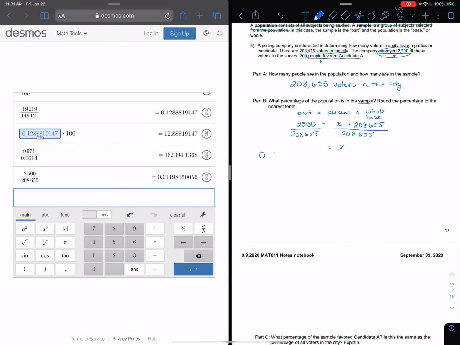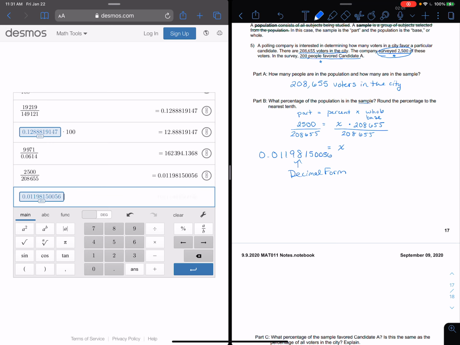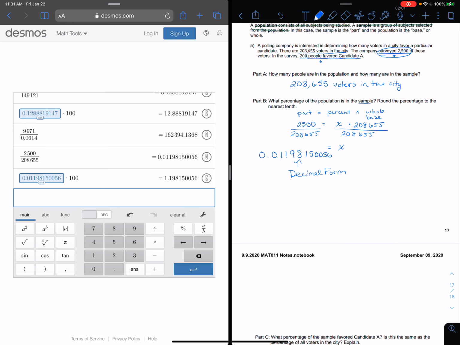So it was 0.011981500056. Now remember, that's our percent in decimal form. So we need to get that answer in percent form. So I'm going to take that answer and multiply by 100 to get it in percent form. So we'll have 1.198150056.